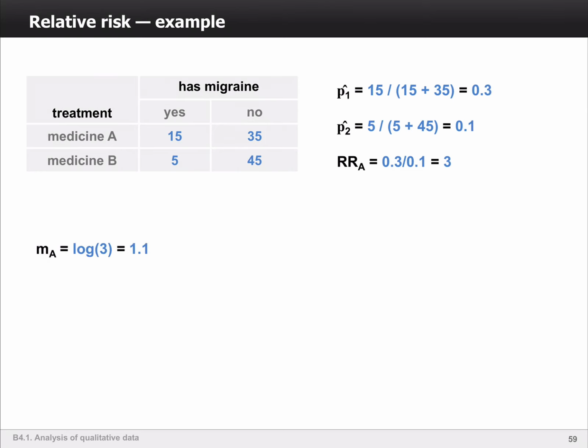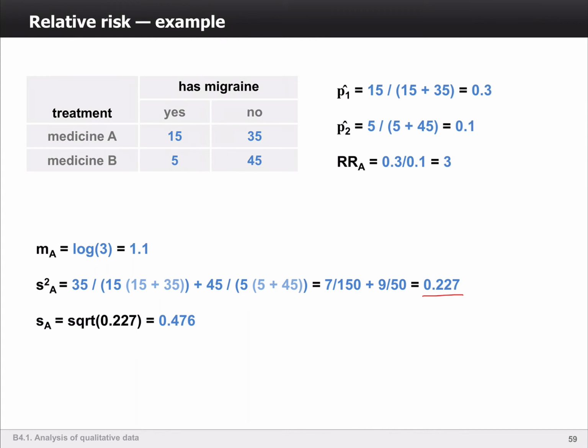Well, first of all, we need to find the logarithm. Logarithm of 3 is 1.1. Then we calculate the variance in this case, and it's simple. You just need to know the formula. So the variance for this particular case is 0.227. Then you remember that the standard deviation is just the square root of the variance, so that's the standard deviation for our case, 0.476. And now we can compute the confidence intervals, right? So just 1.1, its average, plus minus 1.96 standard deviations, right? 1.96 means that we calculated for 95% confidence, okay?